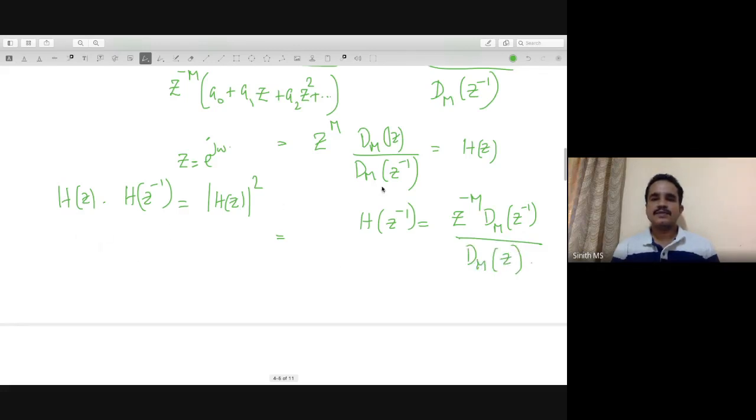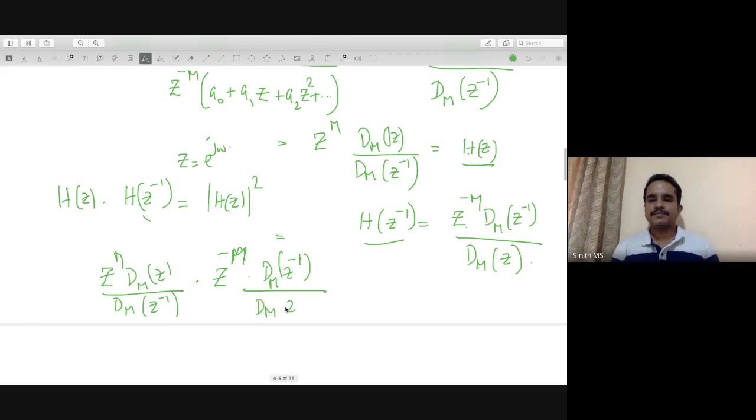Now H(z) into H(z inverse), how do you calculate? You multiply H(z) with H(z inverse). So if you multiply these two, what you get is z raised to m, Dm(z) by Dm(z inverse), multiplied by z raised to minus m, that is H(z inverse). H(z inverse) is this thing. So z raised to minus m multiplied by Dm(z inverse) by Dm(z). Now you can see that this easily cancels out. This also cancels out. This also cancels out. Then this becomes 1. So the magnitude response is 1.